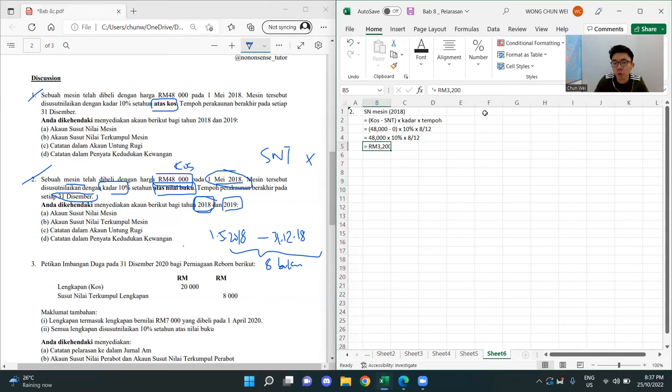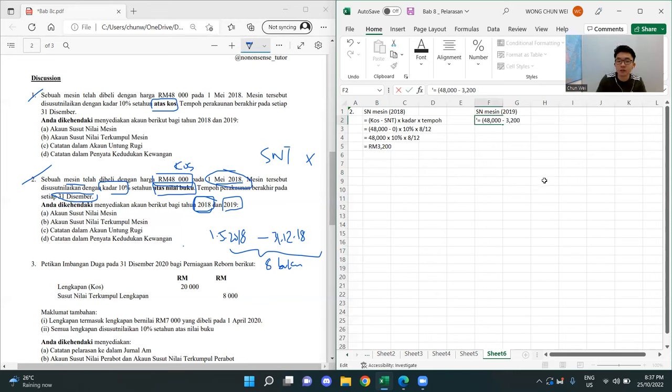Now let's say you want to find 2019. Let's calculate it here first. What about 2019? We're using the same formula. So what is the cost? The cost is the same, 48,000. But then do we have Susut Nilai Terkumpul sekarang? Do we have SNT now? The answer is yes. Because in 2018, kita telah ada Susut Nilai for machine, which is 3,200. So in 2019, we will just bring forward the 3,200.